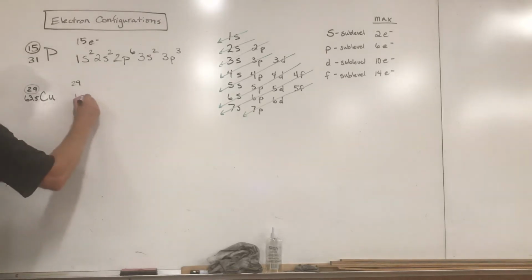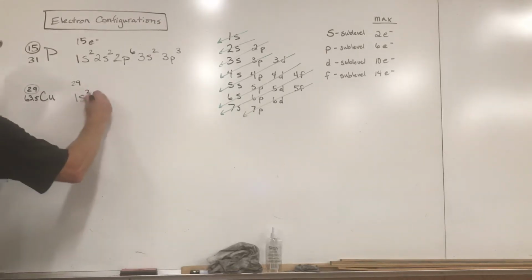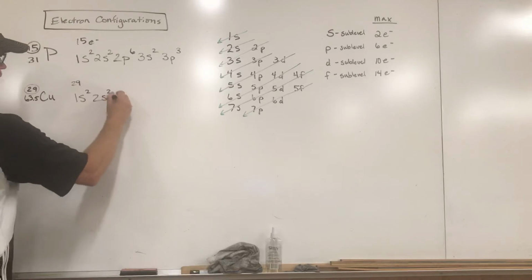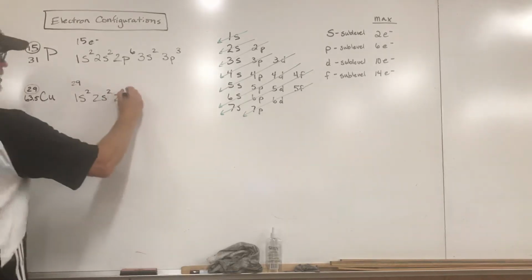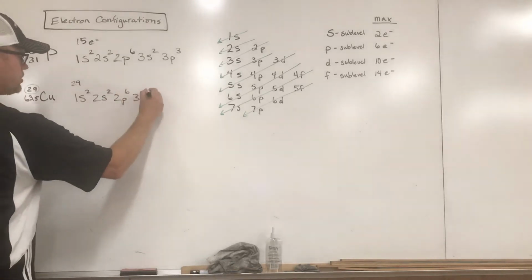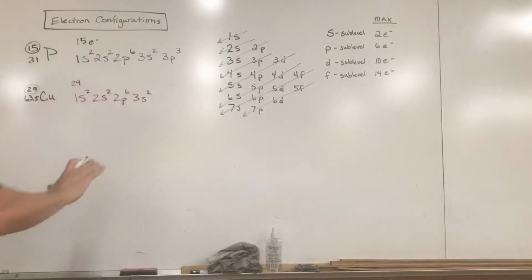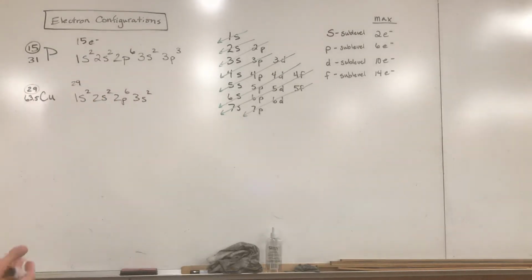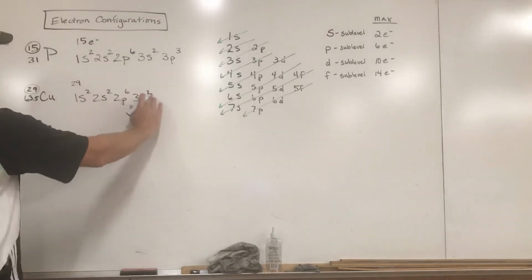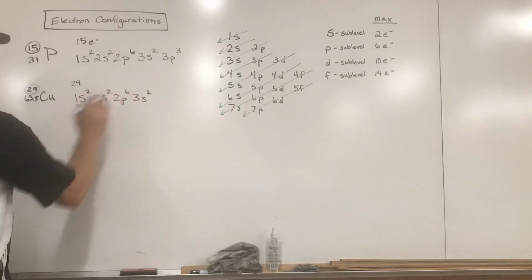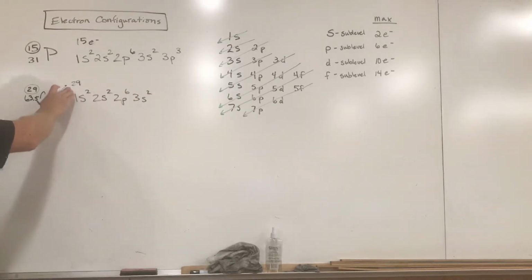So 1s holds 2, 2s holds 2, 2p holds 6, 3s holds 2. Notice this looks just like phosphorus. It's the way it ends that's going to make it different than the rest. I've placed 12 electrons so far. 2, 4, 6 plus 6 is 12. I've got to go all the way to 29 now.